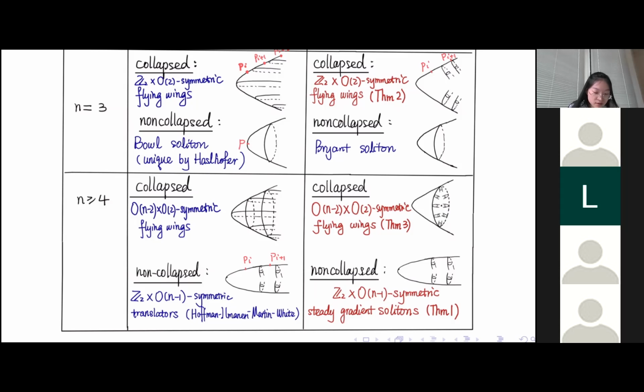And so now our Theorem 1 says that you can also construct such non-collapsed examples for Ricci flow, for steady gradient Ricci solitons, right? So again, this limiting solution is R times the (n-1)-dimensional Bryant soliton, and it looks very much like the examples constructed by Hoffman, Ilmanen, Martin, and White. Okay, so that's the main result.